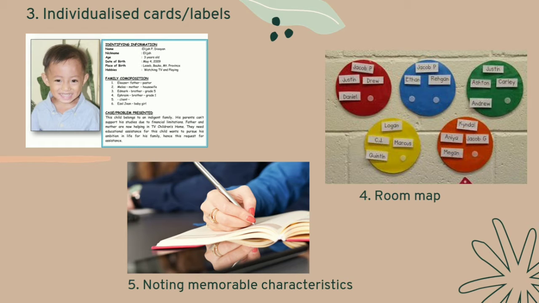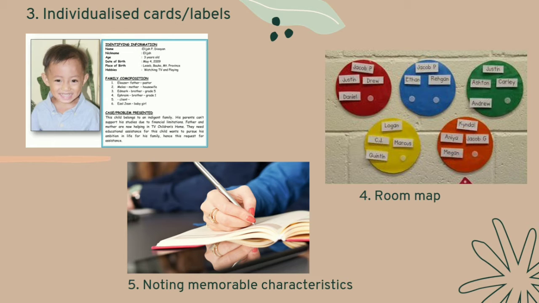The fourth is a room map. You can draw a sketch plan related to seats, tables, and so on. Then stick the name card on each table. Use it when you want to recognize them in the class while learning their names.